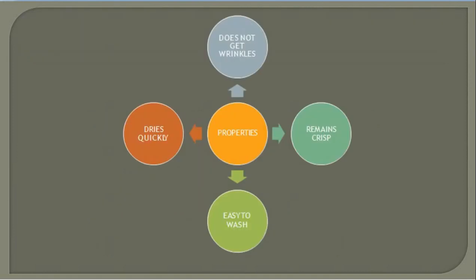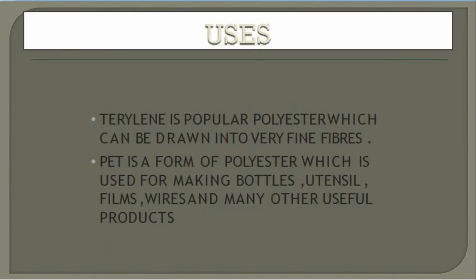Now there are four properties of it. First, they do not get any wrinkles, remain crisp, are easy to wash, and dry very quickly. Now uses. So terylene is a popular polyester which can be drawn into very fine fibers and can be used in many ways. PET is a form of polyester which is used for making bottles, utensils, fins, wires, and many other useful products.